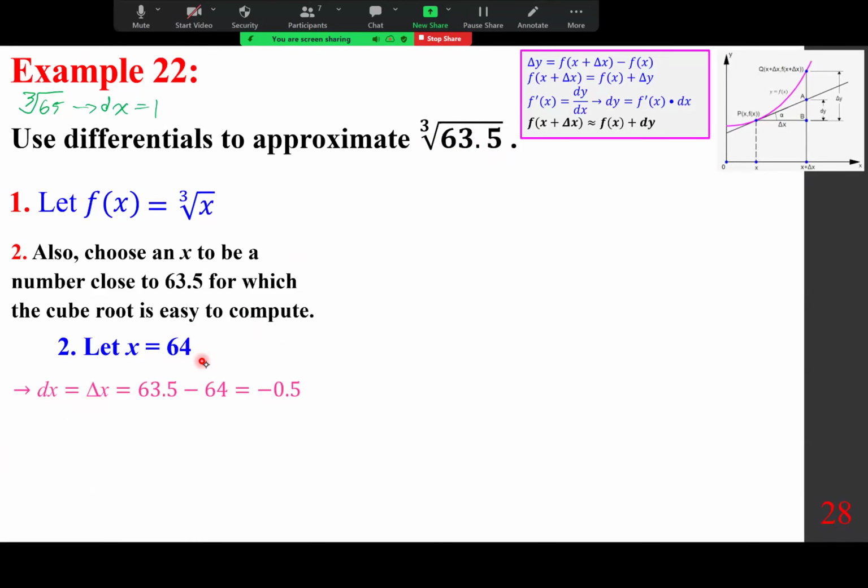That's the concept. So we are going to go with f of x plus delta x is f of x plus delta y, and delta y is approximated by dy. So do we have f of x? Yes. Do we have dy? No. How do we find it?